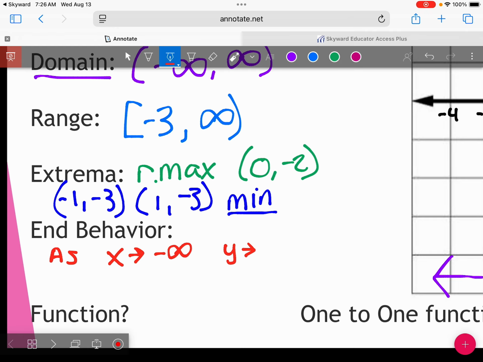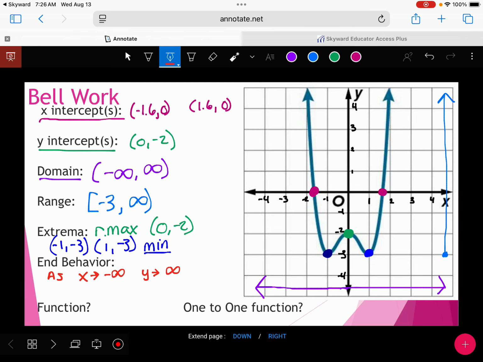Up. As I come more and more this way, that graph is going way up. By the time I'm over here, it's atmospheric. So it's going up, real fast. So as x gets really small, my y gets real big. So we just say it's positive infinity. That's talking about this left arrow over here. That's this guy.